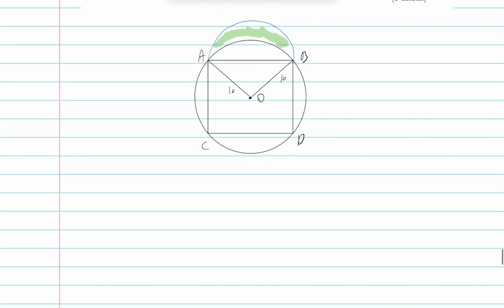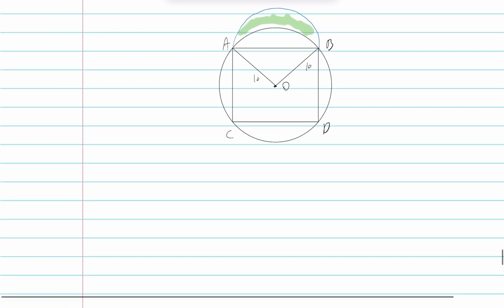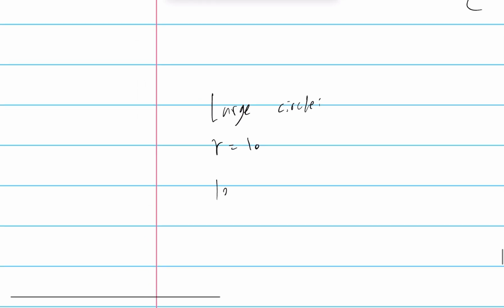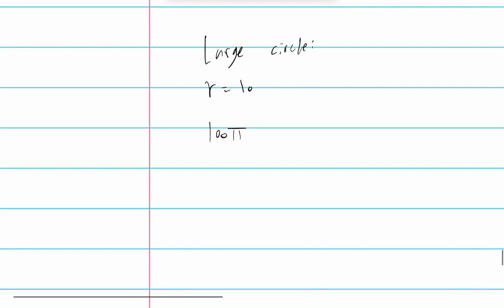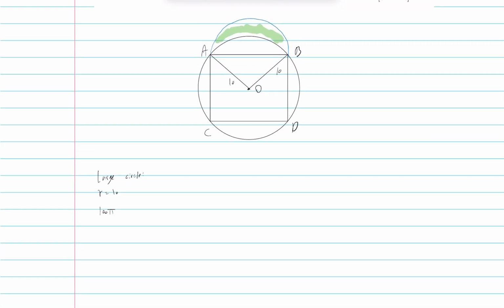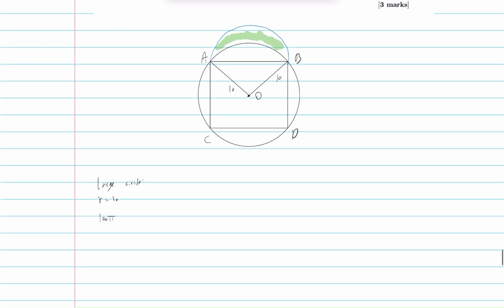Well, let's start with what we know. We know the radius of the large circle. We know that the radius is 10, so we can find the area. It's going to be 100 pi. That's pretty much all we know.